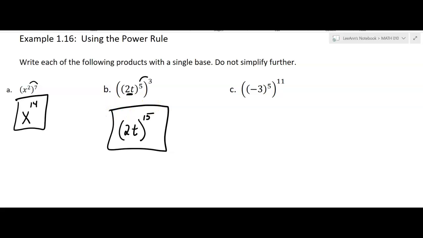All right. And then the next one, you have a -3 for the base. You're going to keep that base, -3. But then you're going to go 5 times 11. Sometimes it's hard to read those exponents. We have different fonts and you just have to hope for the best there. But 5 times 11 is 55. So it'd be -3 to the 55th power, which would be a huge number, and we're not going to figure that out. Okay, that's the power rule.